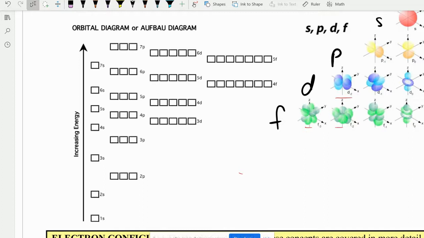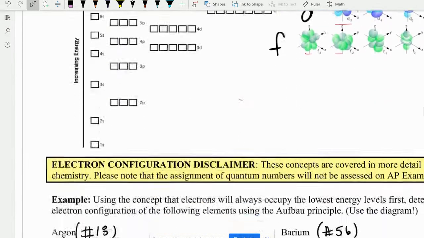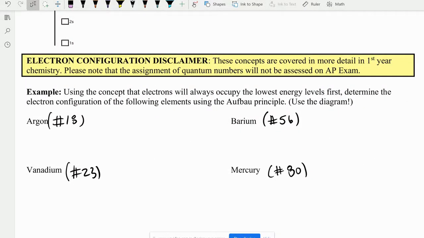Maybe you saw that when we were doing electron configuration beforehand, we were using the periodic table to build the electron configuration of a particular element. So again, these diagrams are helpful, but not necessary. Before I move on and do a couple of practice problems, I just wanted to mention that electron configuration concepts are covered in more detail in first-year chemistry. And one more time, quantum numbers will not be assessed on the AP exam.